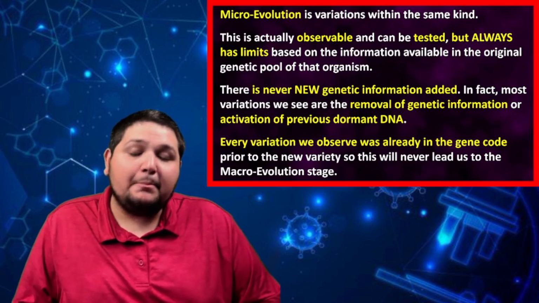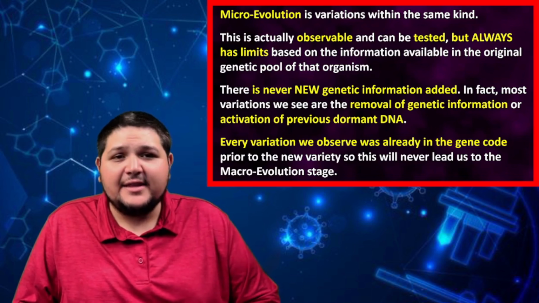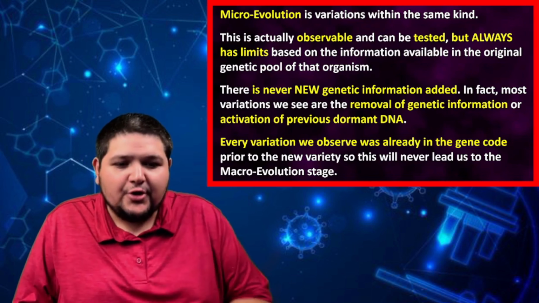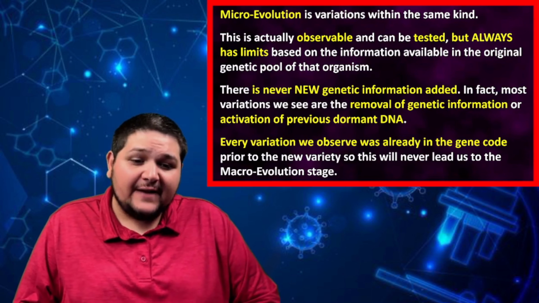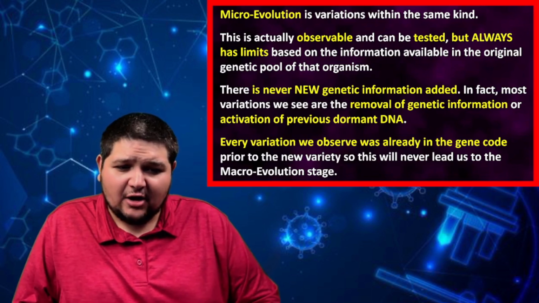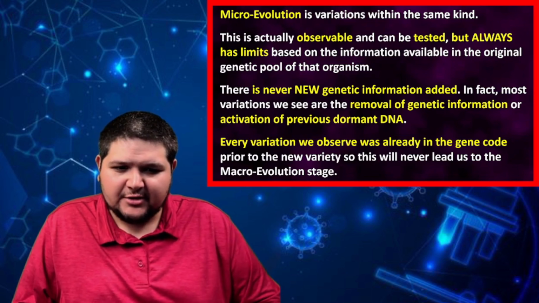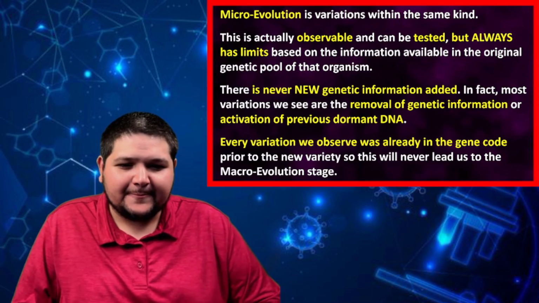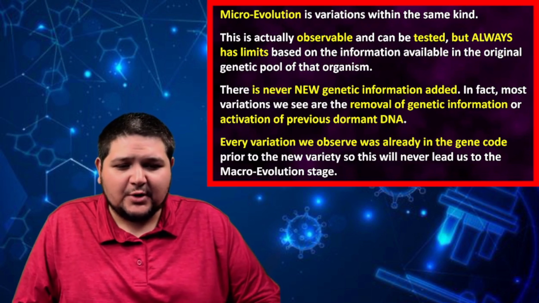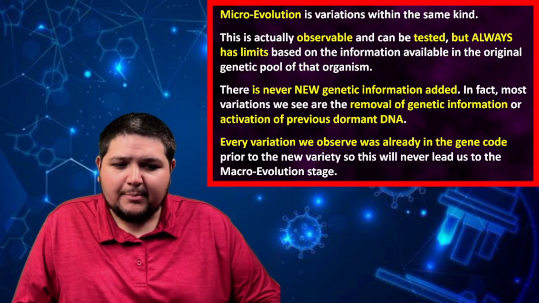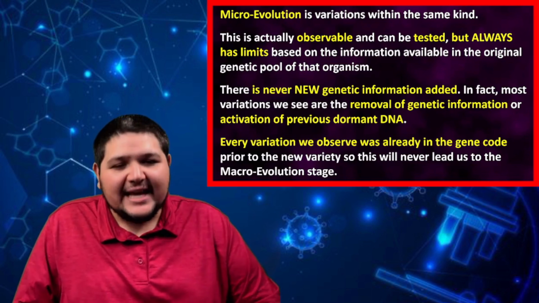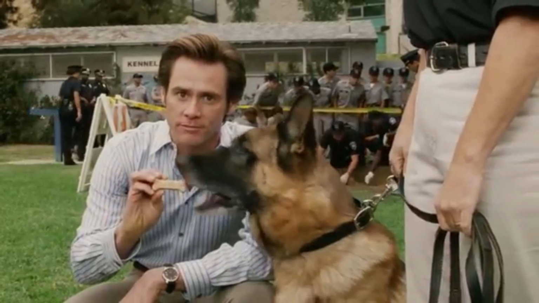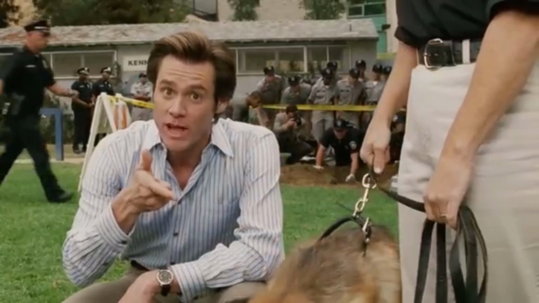has limitations based on the information available in the original gene pool of that organism. There is never new genetic information added. In fact, most variations we see are the removal of genetic information, or they're the activation of previously dormant DNA. Every variation we observe was already in the gene code prior to the new variety, so this will never lead us to the macroevolutionary stage. And that's the way the cookie crumbles.